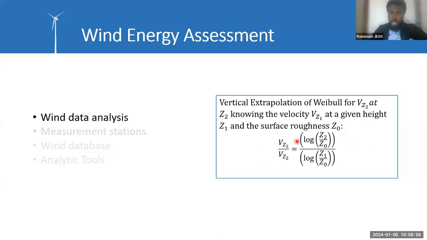And this is a formula for vertical extrapolation. As I told you before, this should be V Z1. If I have the velocity at the Z1 level and I need the velocity of the wind at the Z2 level, I can use this formula in order to have the velocity at a higher level and see if I can harvest the wind at a higher level.